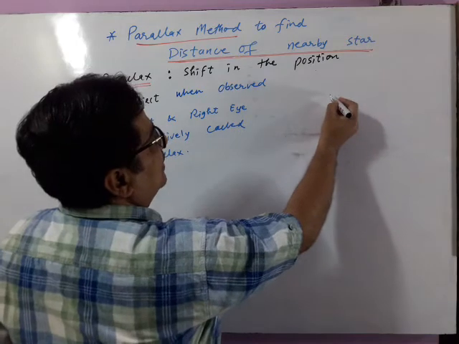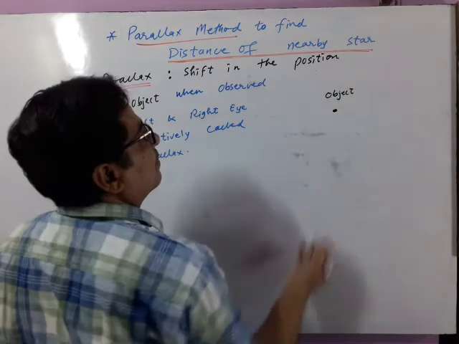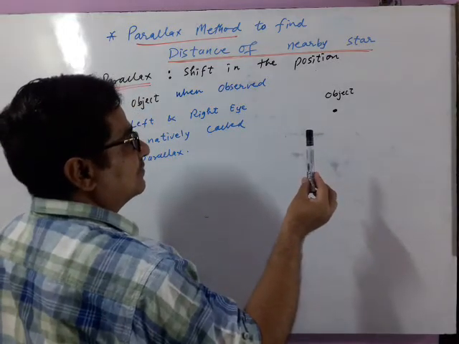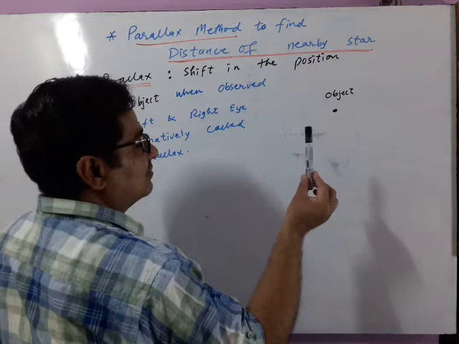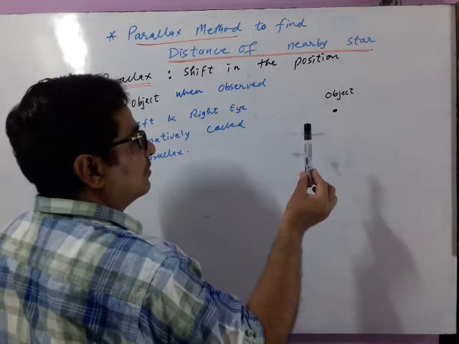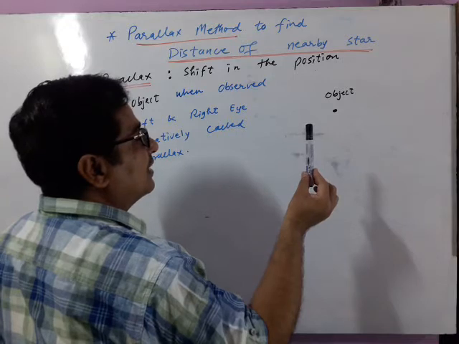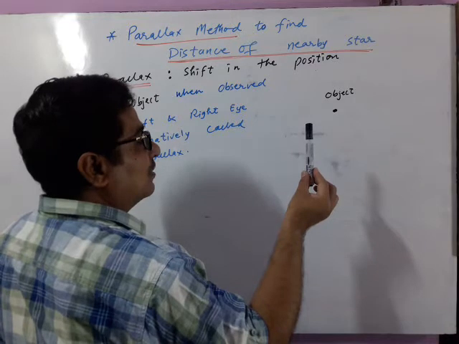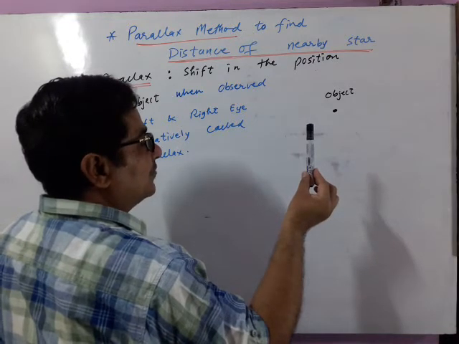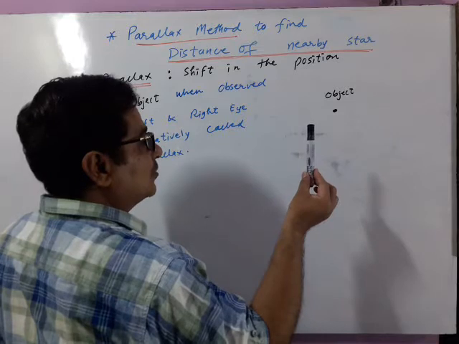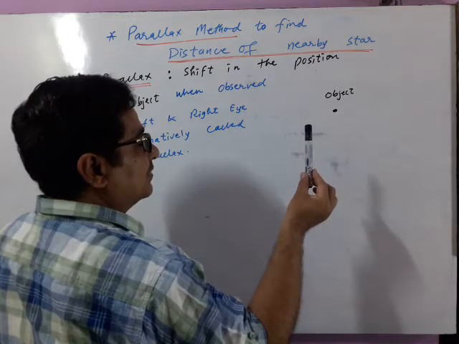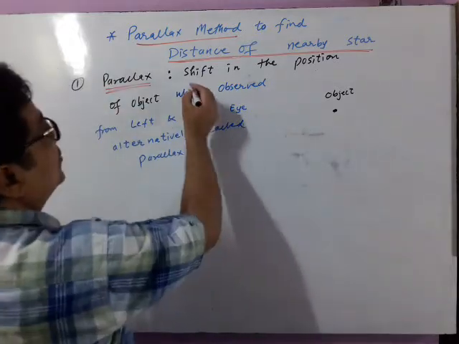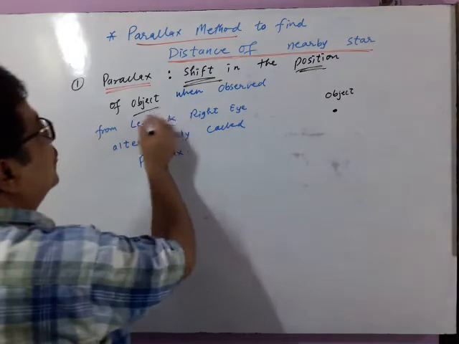See, this is some object. For you, let us say this is the object. View this pen from your left eye and keep your right eye closed. Now alternate. View it from your right eye, close your left eye. Now do it a little bit faster. So you will see a shift in the position of the object.